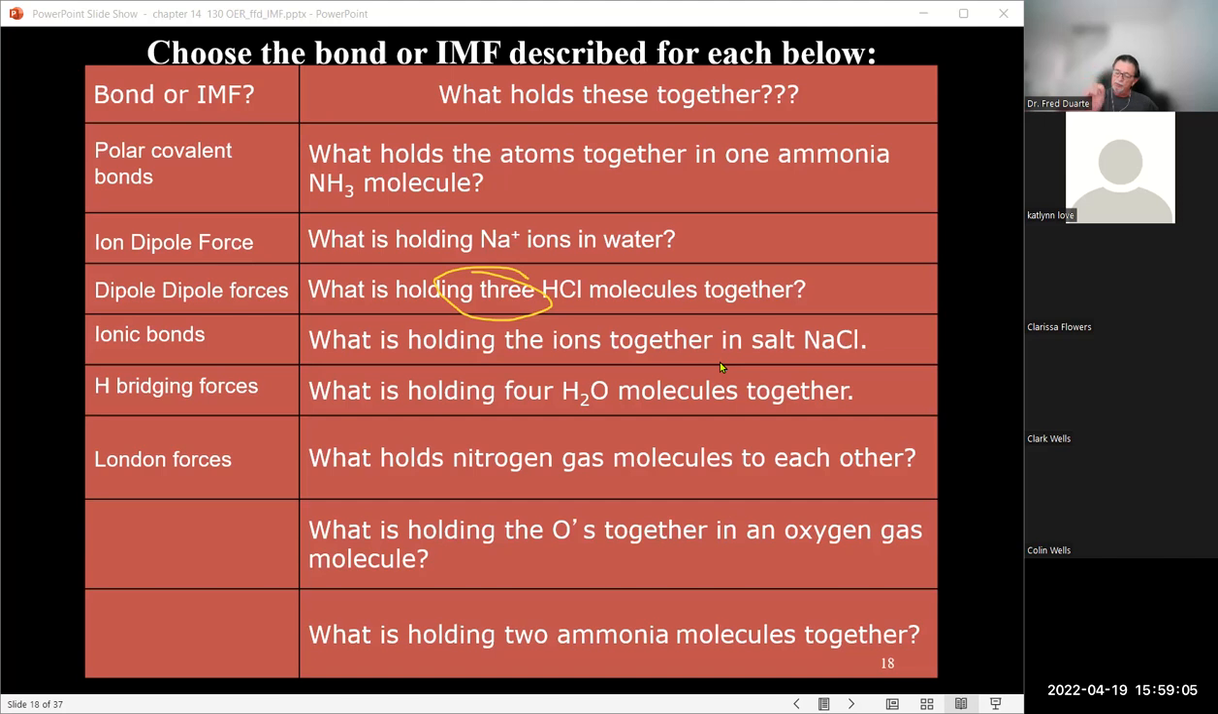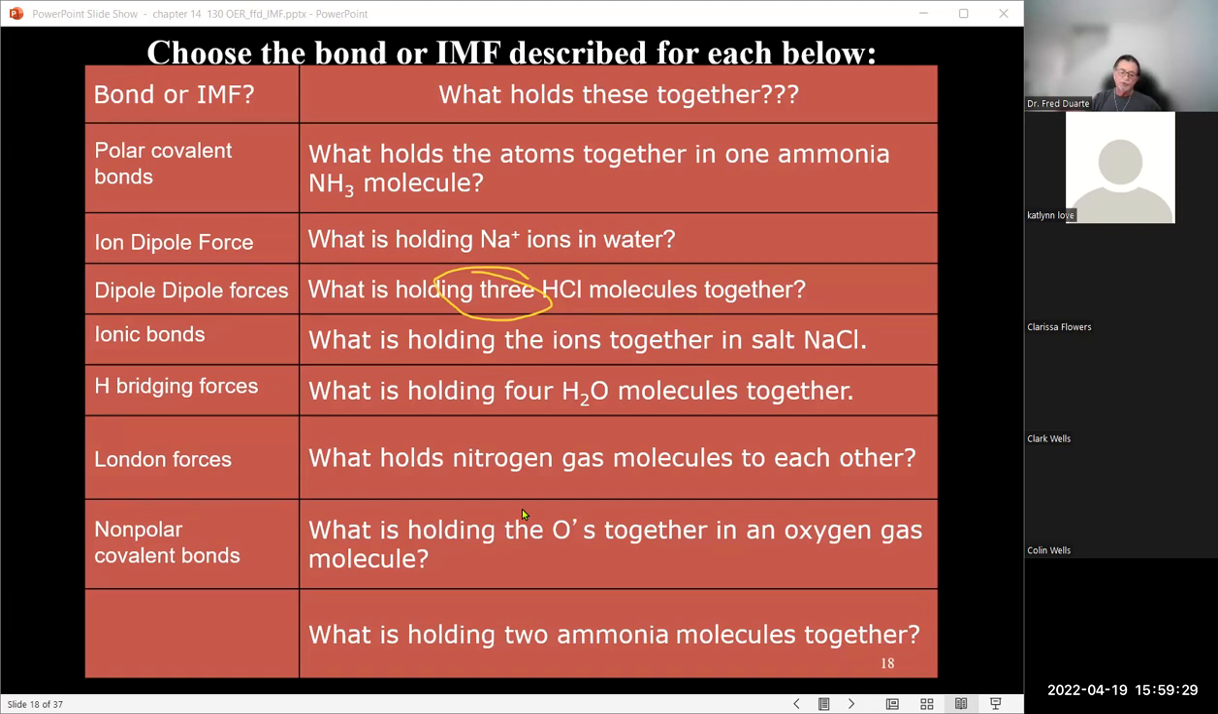What is holding the oxygens together in an oxygen gas molecule? So we're talking within a molecule and not with other molecules of oxygen. And so again, it's simply a covalent bond, specifically a nonpolar covalent bond. That is what is holding the oxygens together in a single oxygen gas molecule.